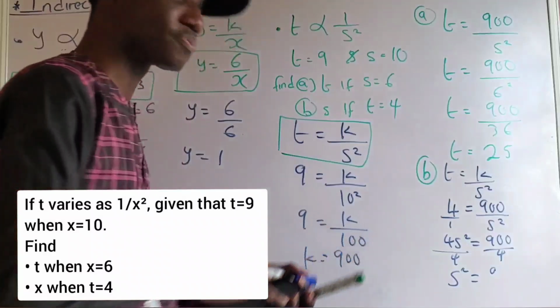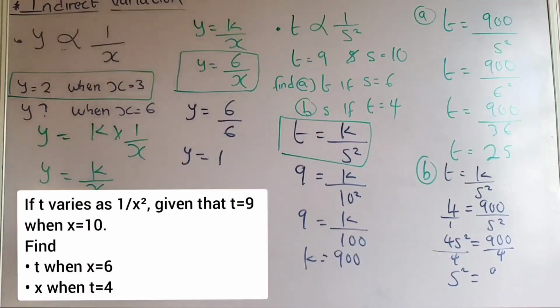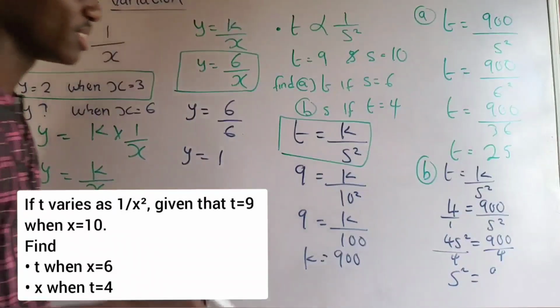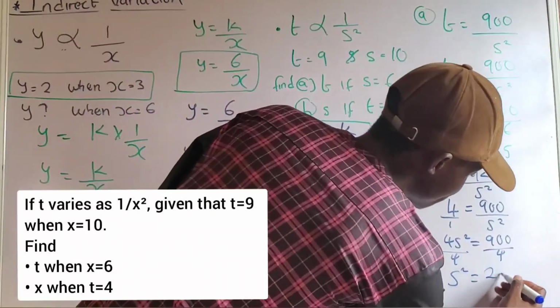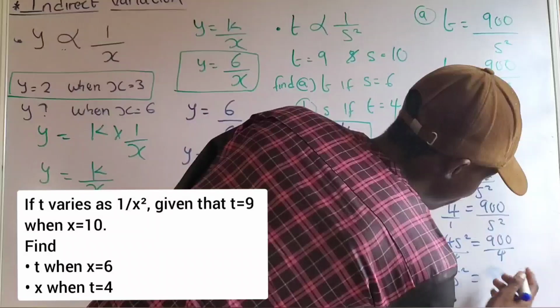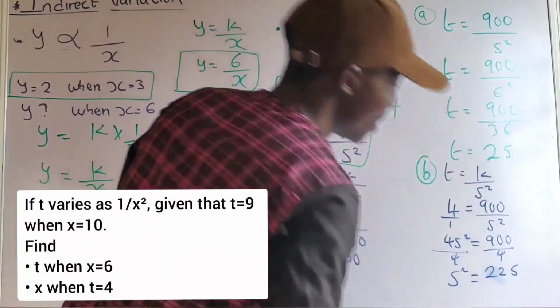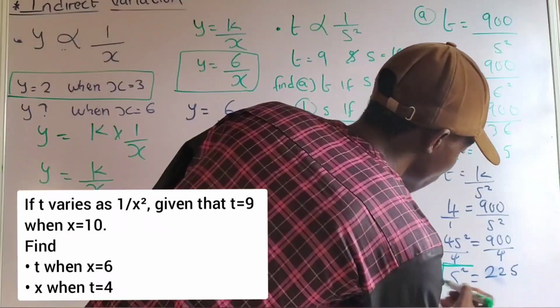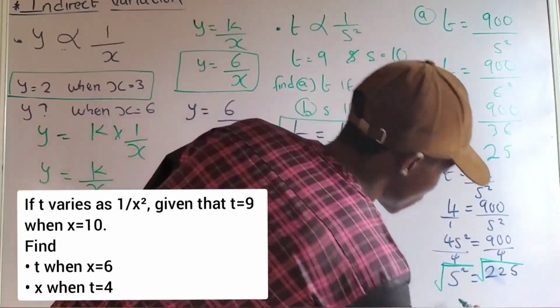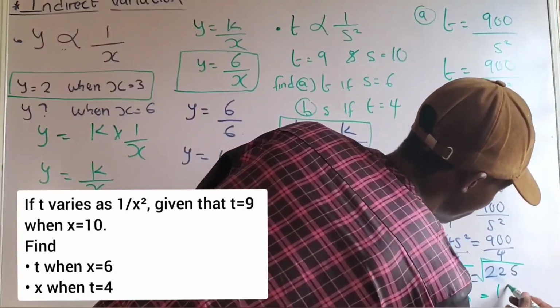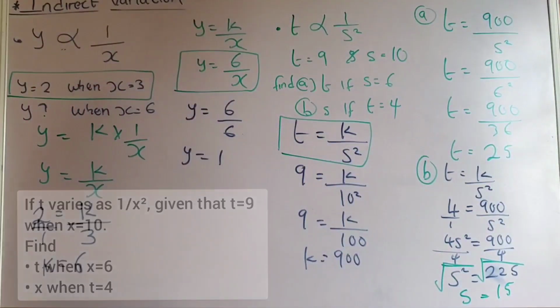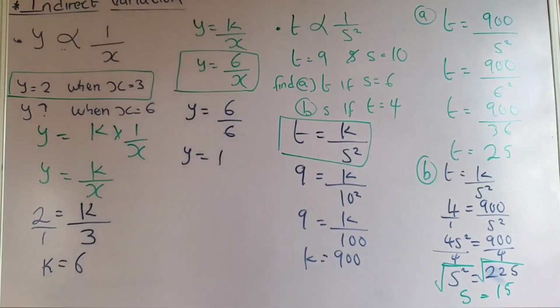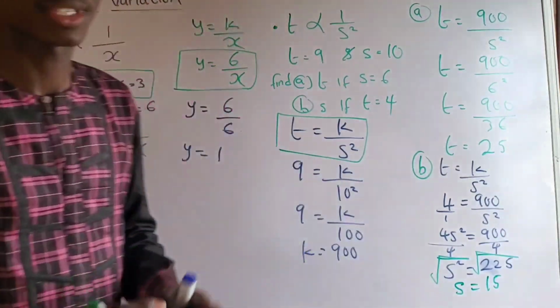Now listen, please, I want you to pay attention here. 900 divided by 4, that will give us what? 225, right? Yes. So s squared is equal to 225. Now, to get the value of s, I have to take the square root of both sides. So I'm going to have the square root of s squared, so s is equal to 15. So when t is equal to 4, the value of s is 15. Do you understand?